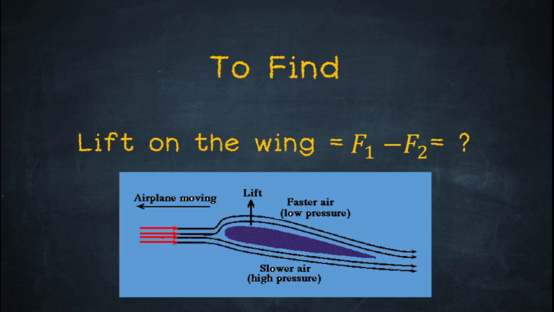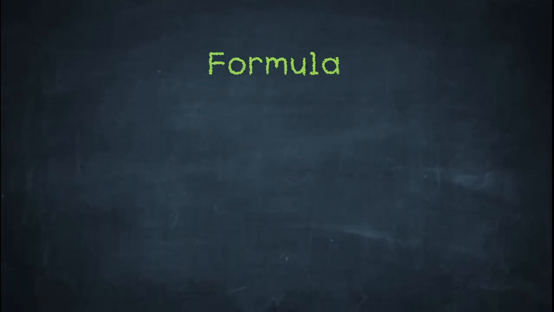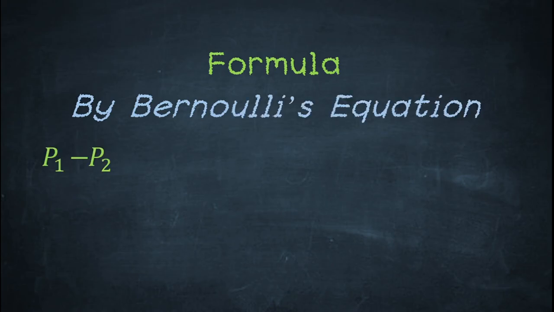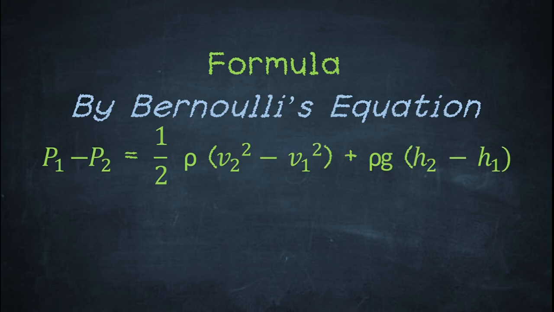So we have to find the difference between F1, which is acting in the upward direction, minus F2, which is acting in the downward direction, because it will be equal to the lift on the aeroplane. For this, we will use the formula from Bernoulli's equation, which states that P1 minus P2 is equal to half rho (V2 square minus V1 square) plus rho g (H2 minus H1). Basically, we have to find F1 minus F2, but in this formula, we have P1 minus P2.